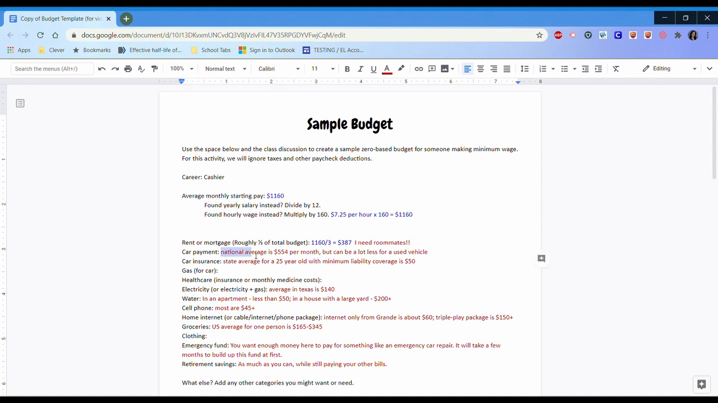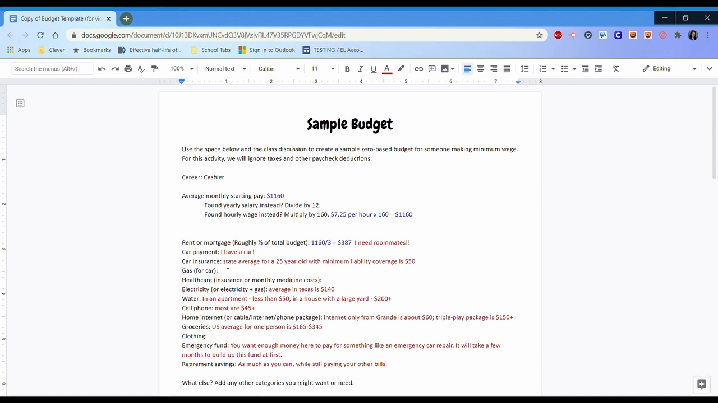Car payments. This is just FYI, I don't think this person making minimum wage needs to have a car payment. I hope they got a beater to drive already. Or even better than a beater, because look at this average. $554 per month is the average car payment for a new car. Now for a used car, it's going to be less than that, but that is still crazy. Anyway, that's just for your information. We're going to pretend I have a car and it runs.